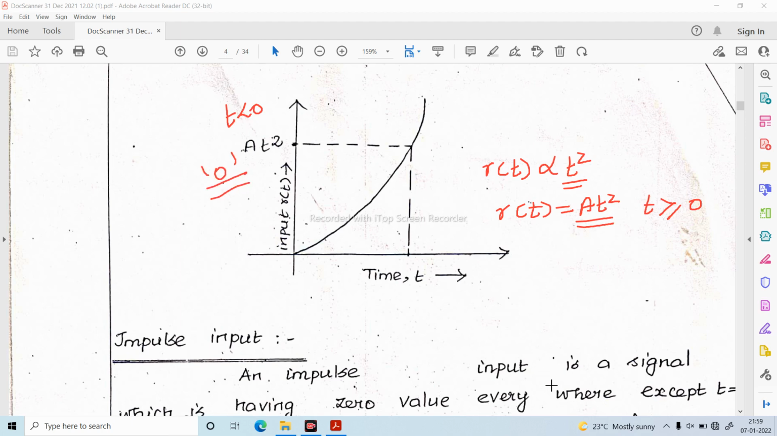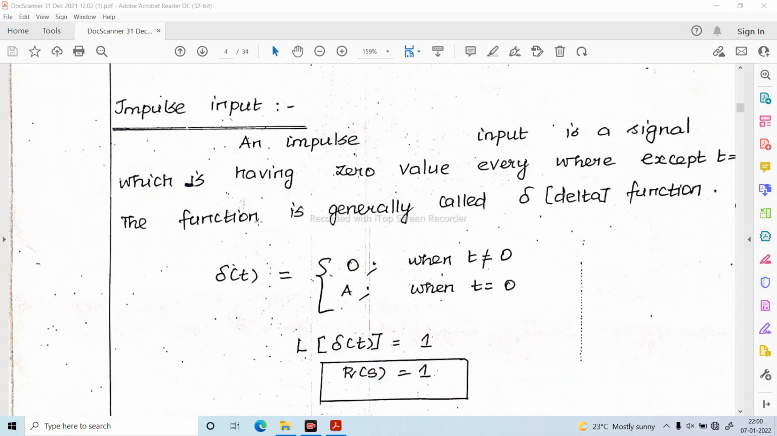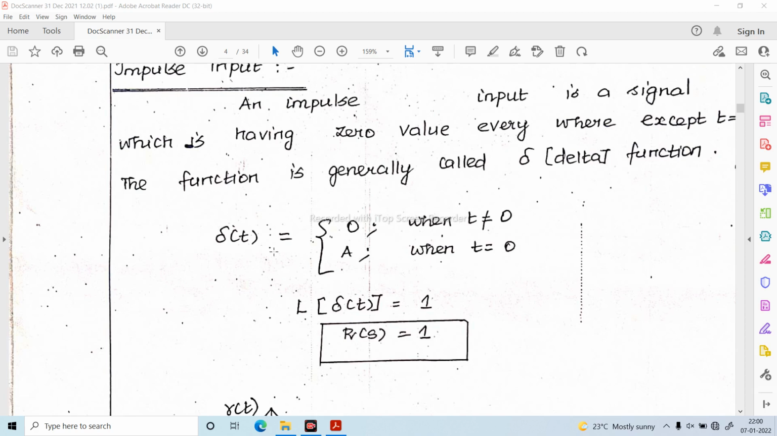Next I am going to explain the impulse input. An impulse input is a signal which has 0 value everywhere except at t equal to 0. The function is generally called the delta function. So see, delta of t is equal to 0 when t is not equal to 0, and A when t is equal to 0. It has a value at t equal to 0 only.